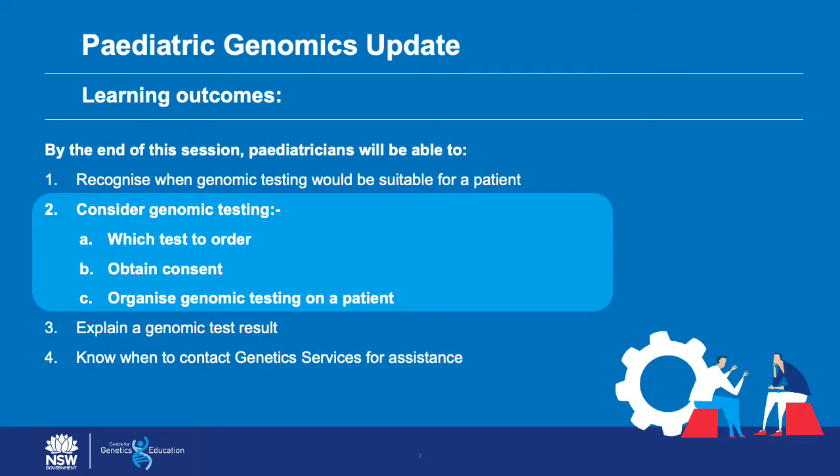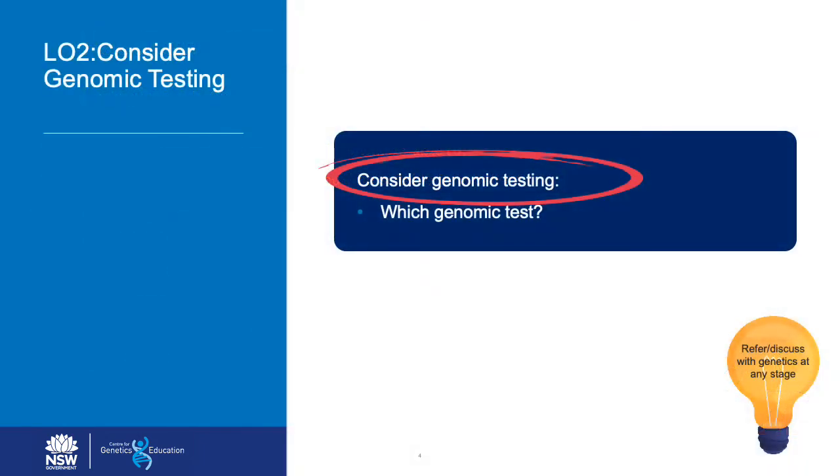In this video, we will consider learning outcome number 2: which genomic test to order, obtaining consent, and organising the genomic testing on a patient. At any time during this process, referral or discussion with your local genetic service is possible and advised. Let's consider which genomic test to order.